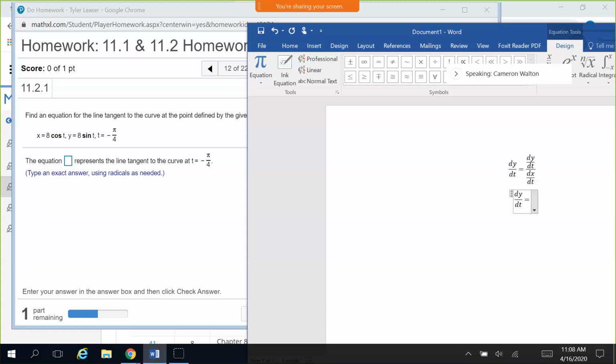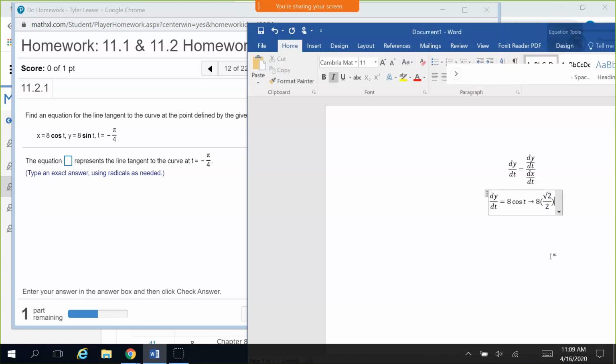So derivative of y, derivative of 8 sine t is 8 cosine t. But we need to plug in that point negative pi over 4. And cosine of negative pi over 4 looks like it's negative square root 2 over 2. No, positive. Sorry. Positive square root 2 over 2. So this is just going to be 4 root 2.